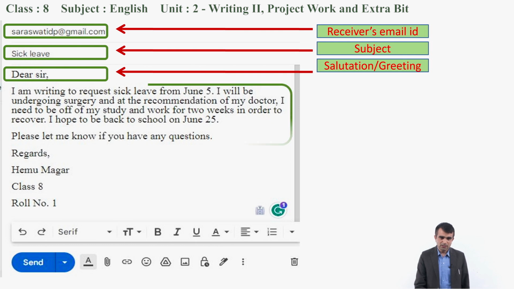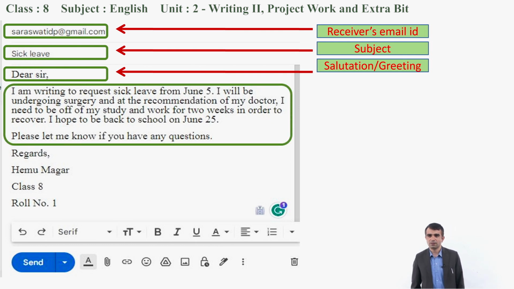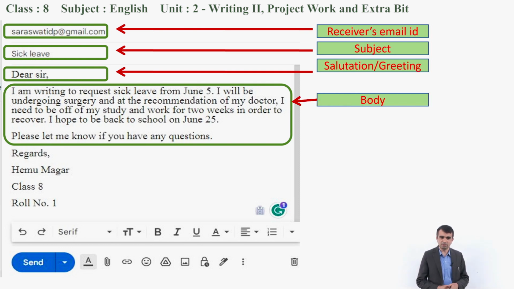Now, this one, what is it? Everyone, please say it loudly, very good. Okay, this is the body of the email. Now, I am writing to request sick leave from June 5, this is opening, beginning an email. And this one, please let me know if you have any questions, that is closing. So, opening, main message, closing, everything makes one body.